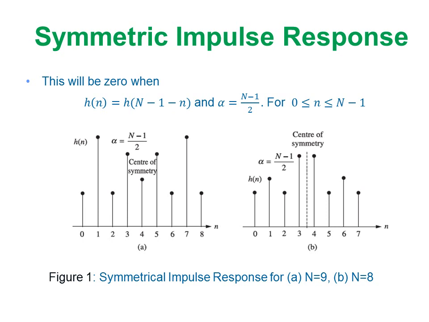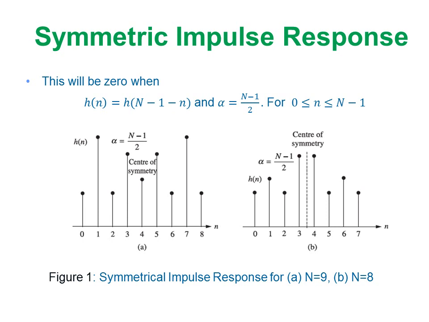If I consider the odd order filter, that is for capital N equal to 9, one can have alpha equal to 9 minus 1 divided by 2, that is equal to 4. So figure A has a center of symmetry about alpha equal to 4. In the same way, the even order filter also has a center of symmetry, but it is of fractional type. Here the center of symmetry will exist at 3.5. So this is about the symmetrical impulse response for the even order filter and odd order filter.